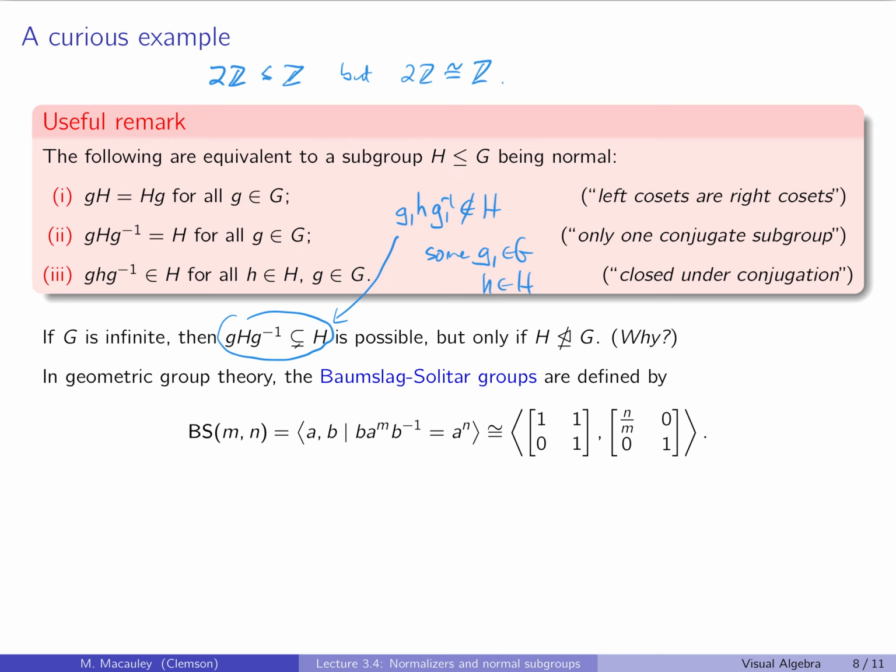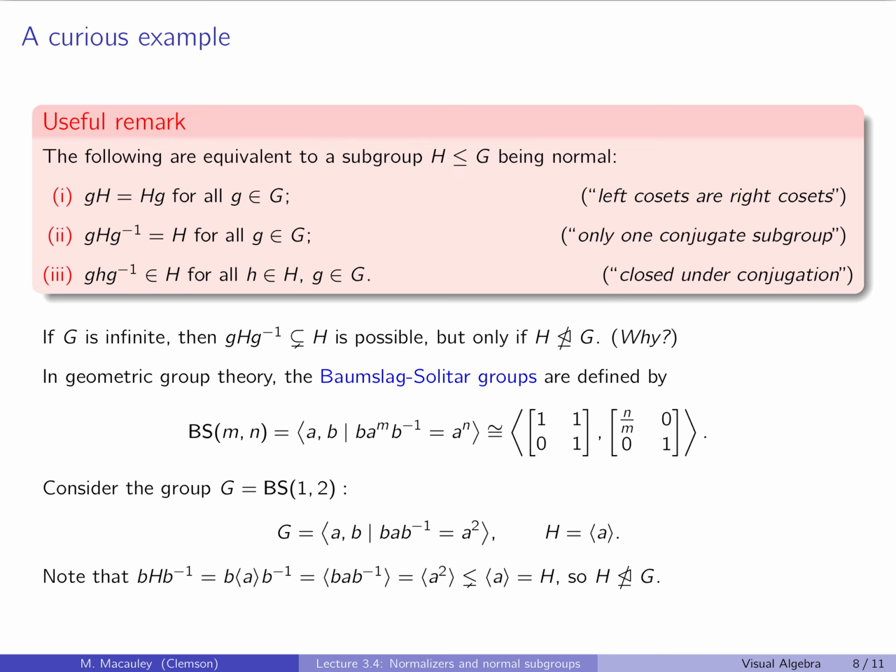Anyways, going back to this example, this is from the field of geometric group theory. There's a family of groups called the Baumslag-Solitar groups. They're defined by the following presentation. There's one for each m and n that are positive integers. These groups are generated by A and B, subject to B A to the m B inverse equals A to the n. And here are two matrices that can represent those generators.